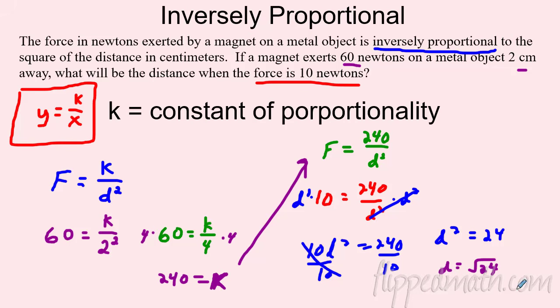What is this? We're talking about, it must be the square root of 24 centimeters away. Boom, that's it. So you don't have to know a ton about magnets. You just got to set up and know this little y equals k over x. So there's a couple problems on inversely proportional.